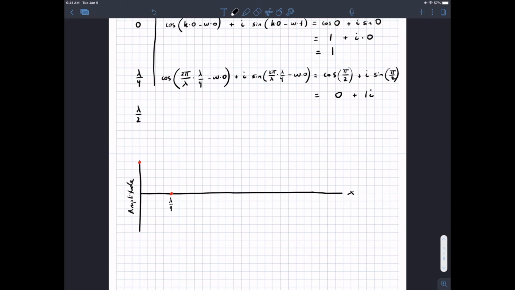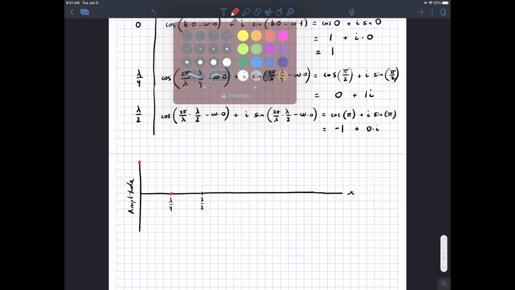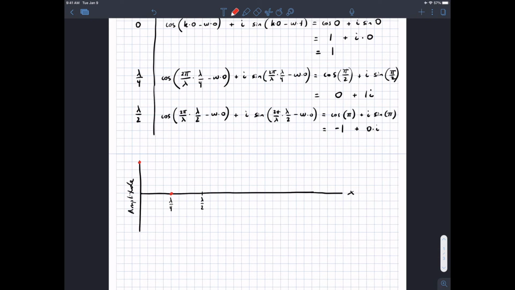Now let's try 1/2 of a wavelength. So the wave function, if we evaluate that, should be cosine of 2 pi over wavelength times wavelength divided by 2 minus, remember, time is still 0, plus i sine of 2 pi over the wavelength times wavelength divided by 2 minus omega times 0. That's going to equal cosine of pi plus i times sine of pi. What's the cosine of pi? Well, that's -1. What's the sine of pi? That's 0 again. So if we go out to 1/2 of a wavelength, we'd find that our amplitude is -1.